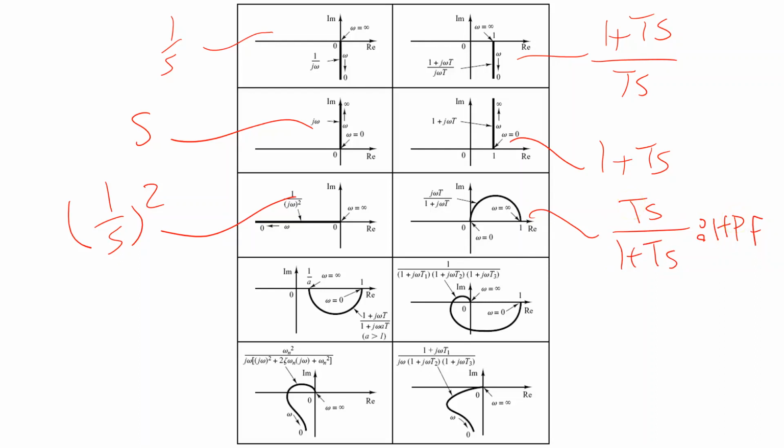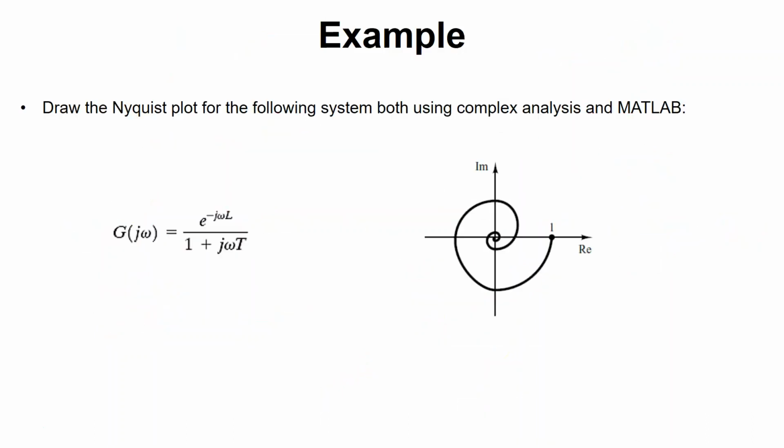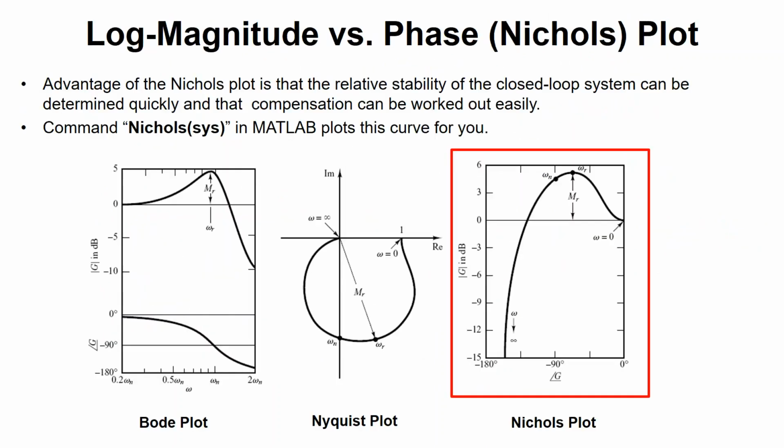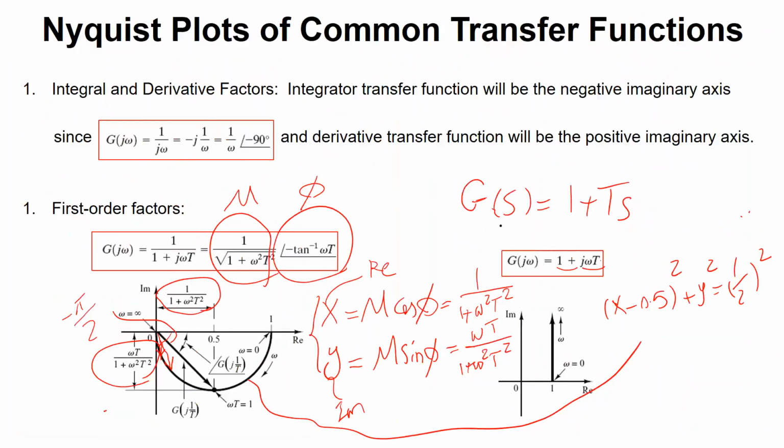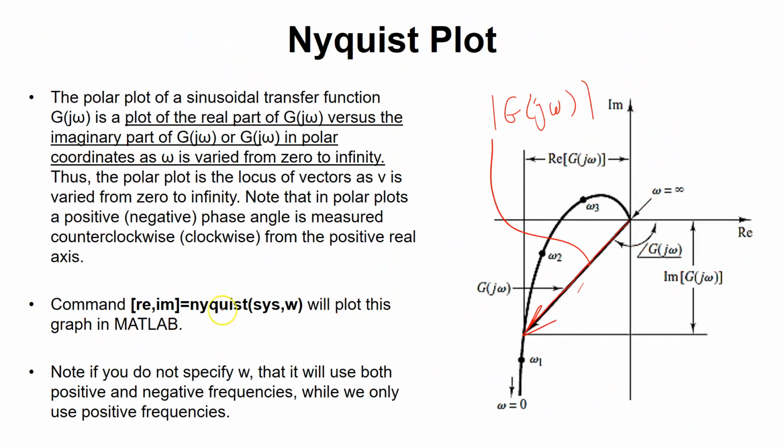And then we have other systems too, like this one, which is 1 plus Ts divided by 1 plus aTs, where a is bigger than 1. So it looks like a compensator, if you remember. These are different types of systems for which you might see the Nyquist plot. And as I said, all you need in MATLAB is to run the command nyquist, which I mentioned here for you. The only important thing is this.